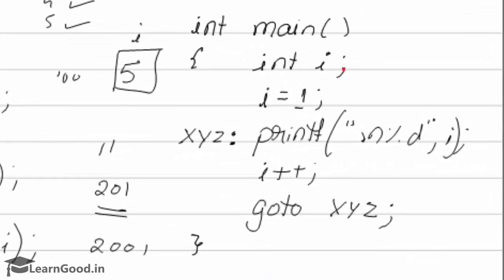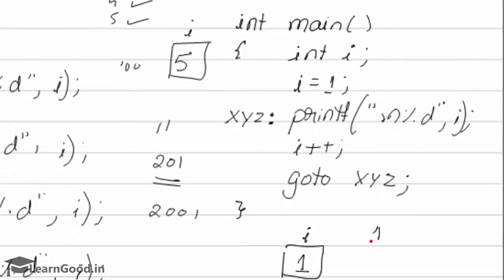Okay, so we have declared an I variable. 2 bytes have been allocated for this I, and then we have initialized I equals 1. So the first time, I value is equal to 1. Printf I, so 1 is displayed. After displaying 1, I plus plus, this I value will now become 2.